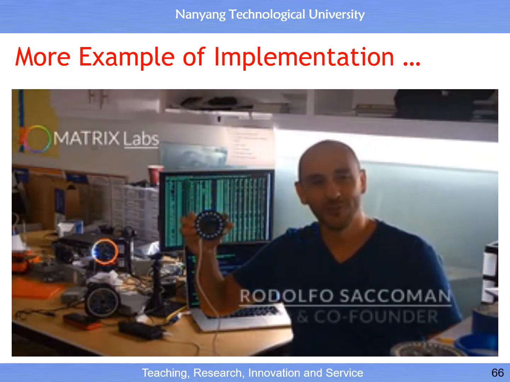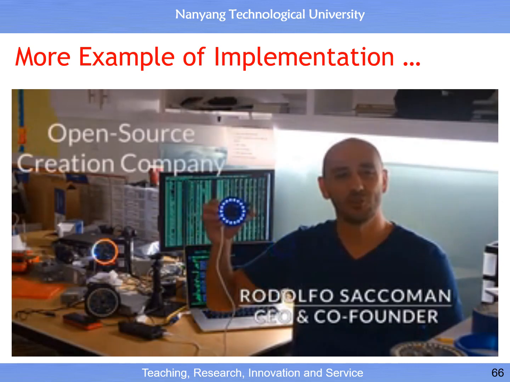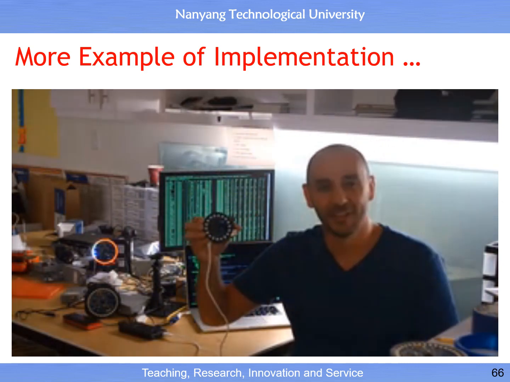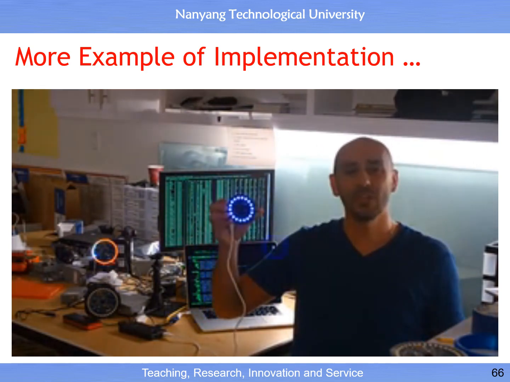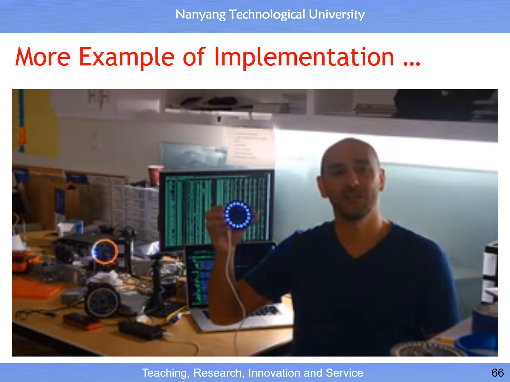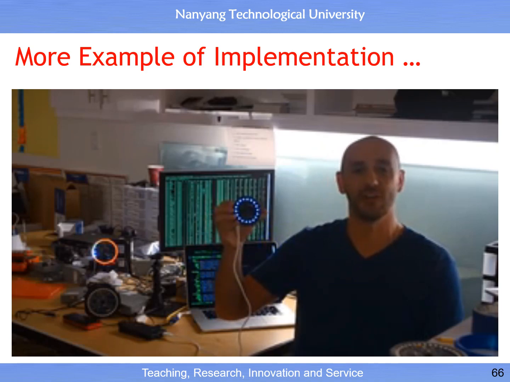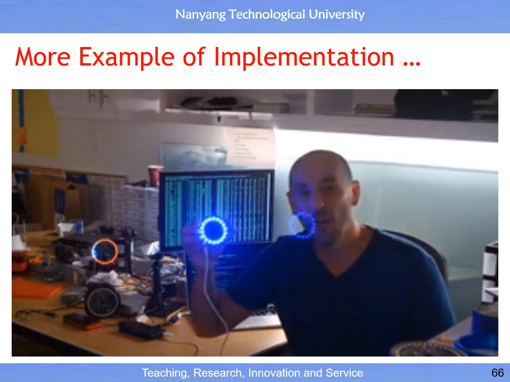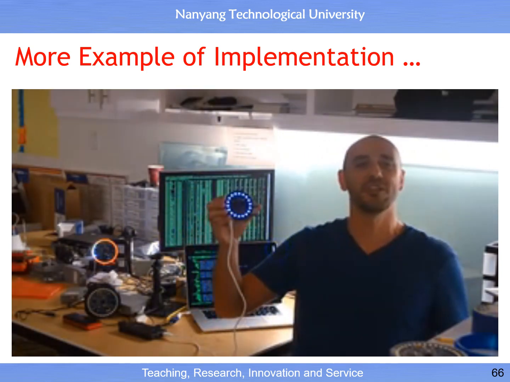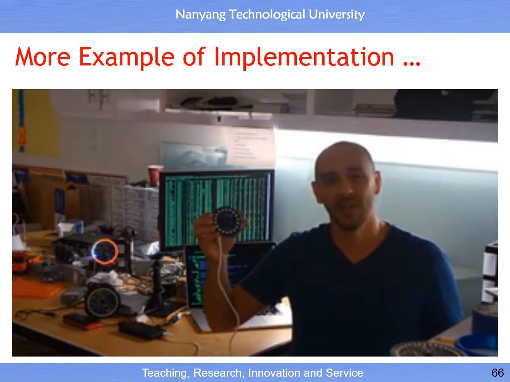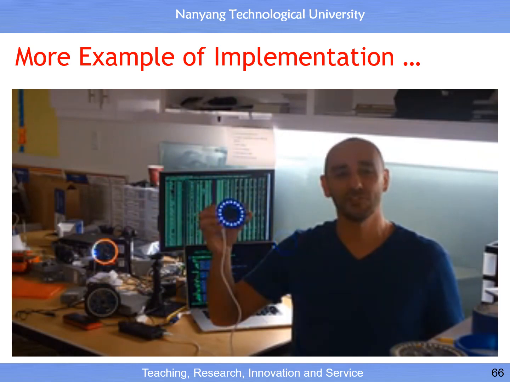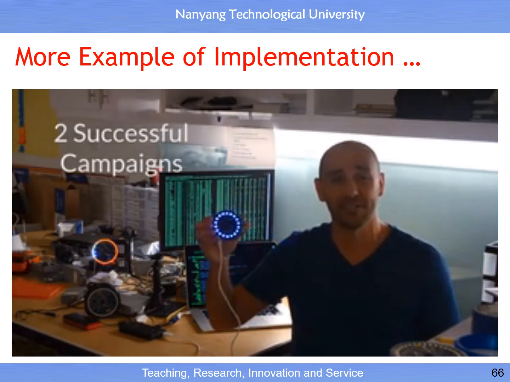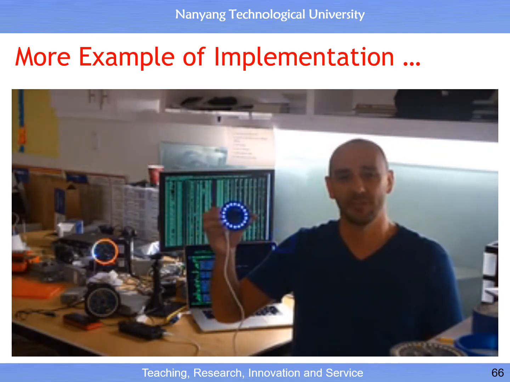Hello Indiegogo, we're Matrix Labs, an open source creation company consisting of a passionate team of 35, distributed around the world. We create versatile hardware and software which enable the convergence of IoT with artificial intelligence. We love creating and manufacturing revolutionary machine intelligent products, have shipped tens of thousands to over 50 countries, and have 2 successful crowdfunding campaigns under our belt. So what's next for us?